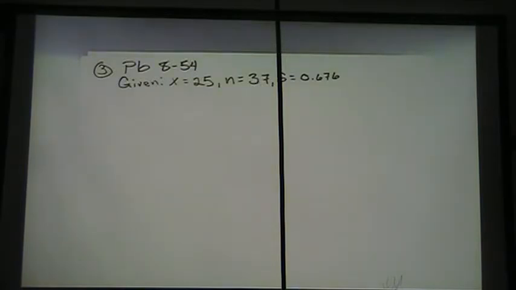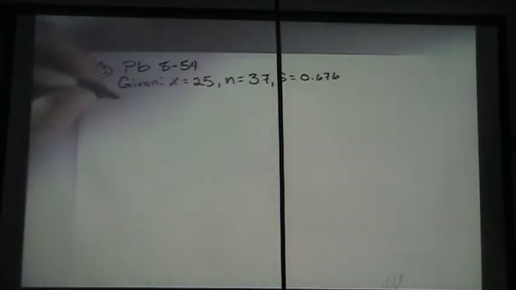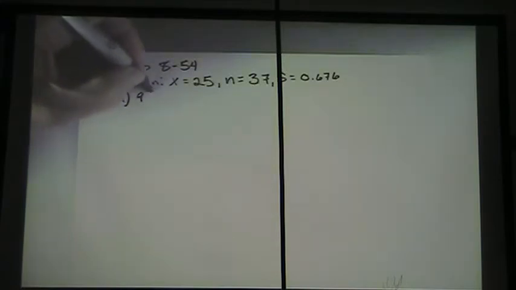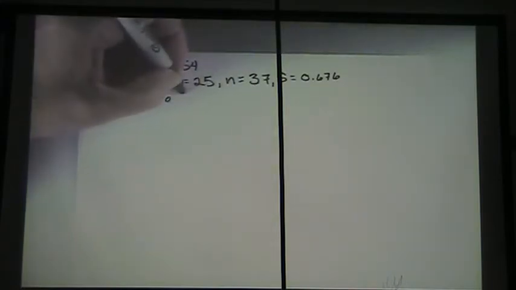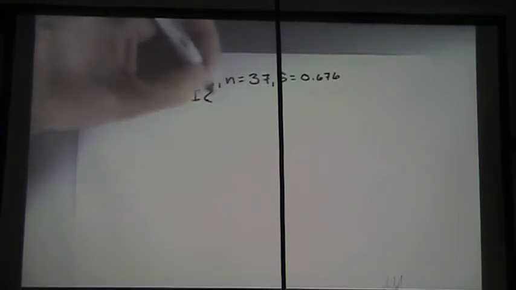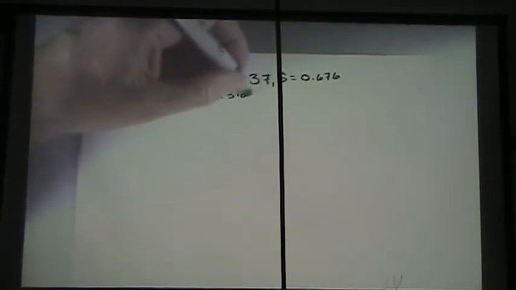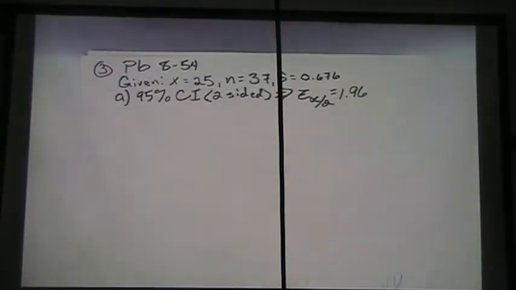Calculate a two-sided 95% confidence interval on the proportion of such tears that will heal. All right, so that is part A, and we want a 95% confidence interval, two-sided. That implies our Z alpha divided by 2 is equal to 1.96.